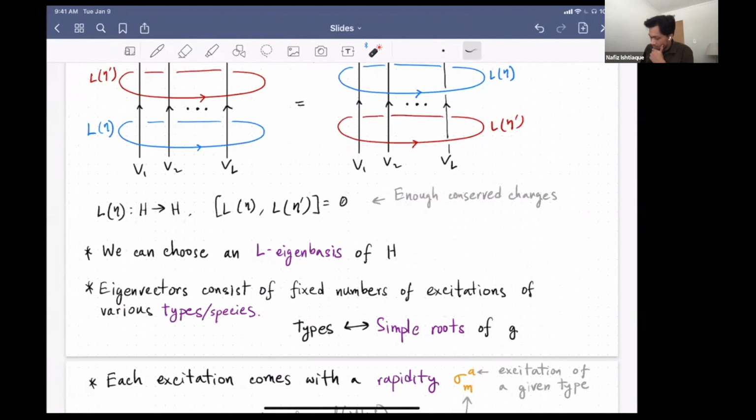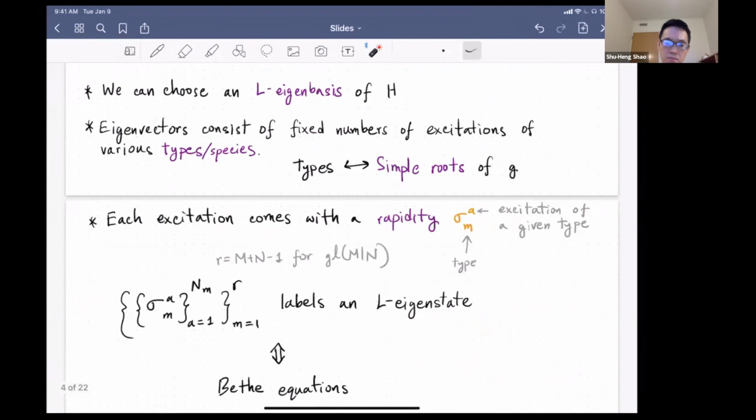Now, an eigenstate will consist of a fixed number of excitations on the spin chain of certain types. The types correspond to the simple roots of the Lie algebra, in this case, GL(M|N), writing G for short. So for each simple root, there's a type of excitation, or a species of excitation.